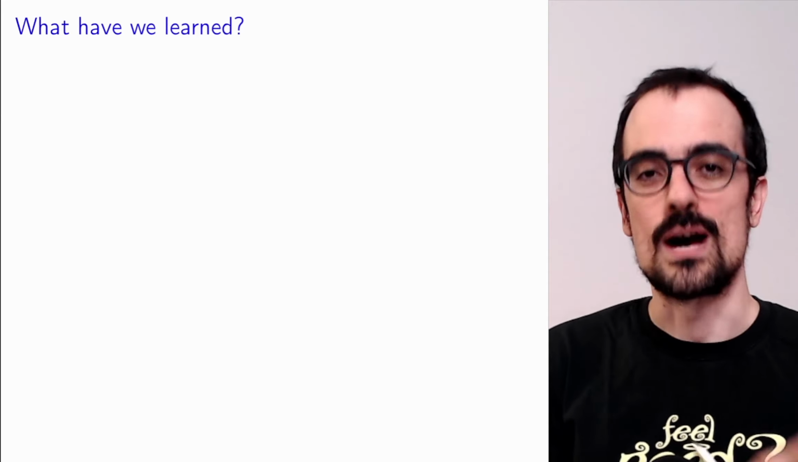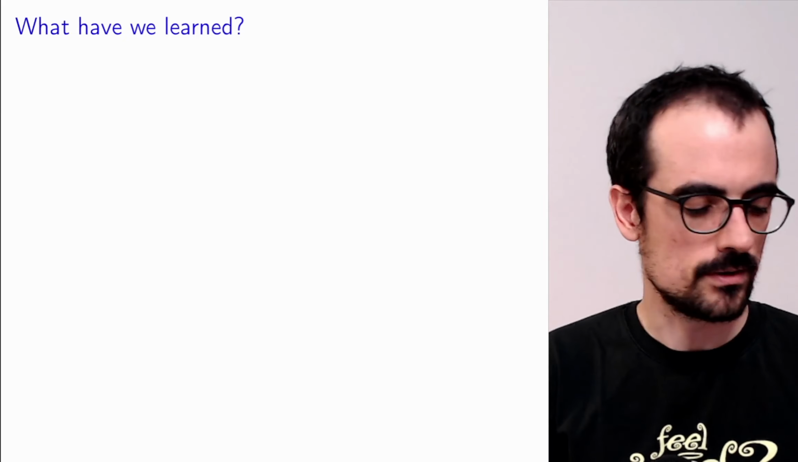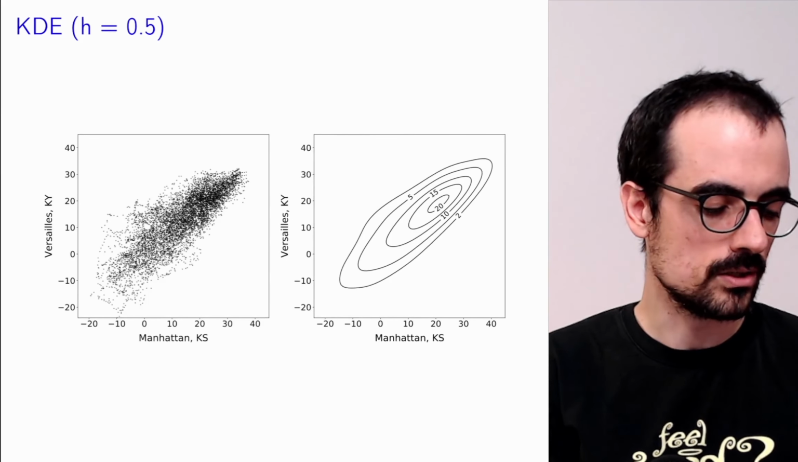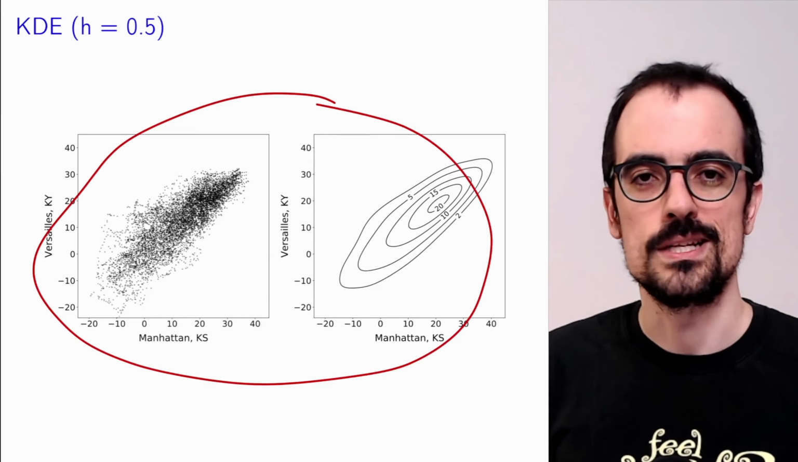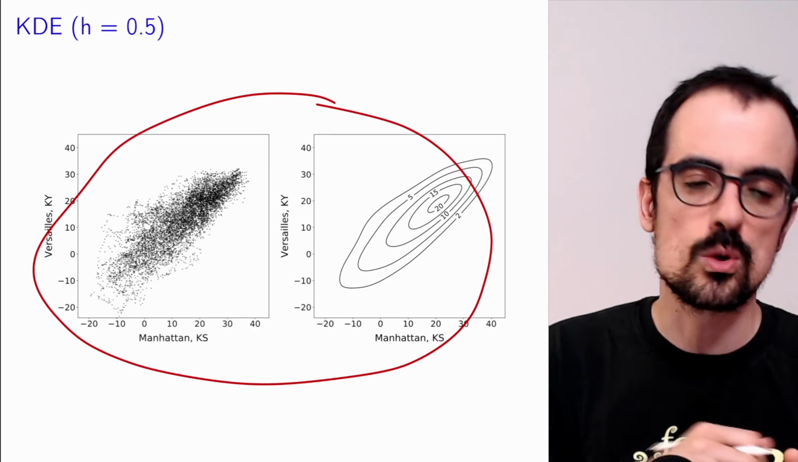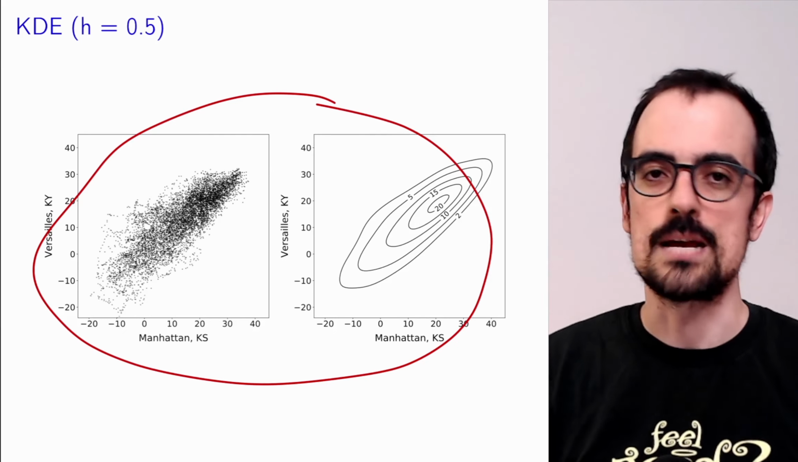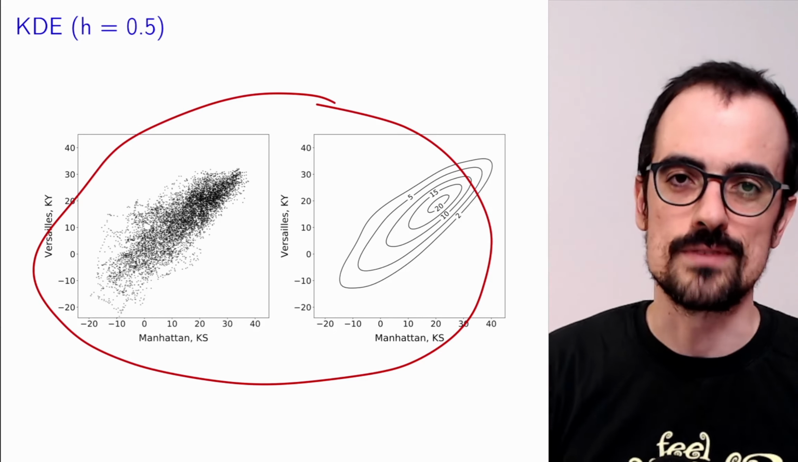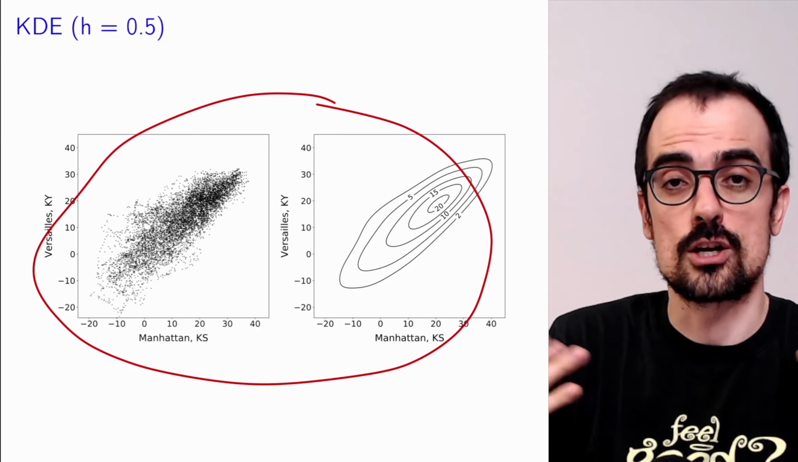All right, so before I tell you what we have learned, I do want to emphasize that this kind of joint probability density estimation is possible when the number of dimensions is very small. In 2D it works, in 3D it works. If you have 20 dimensions, it's not going to work anymore because each of the points essentially is going to be very separated. This is due to the curse of dimensionality.